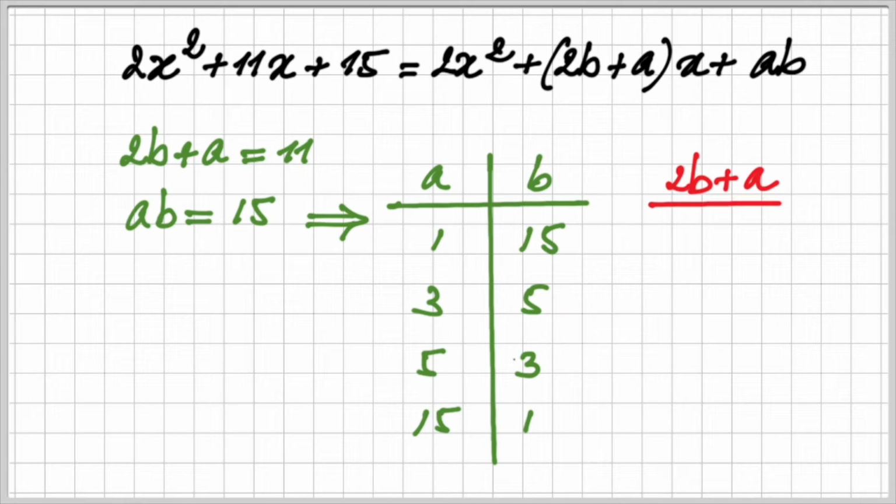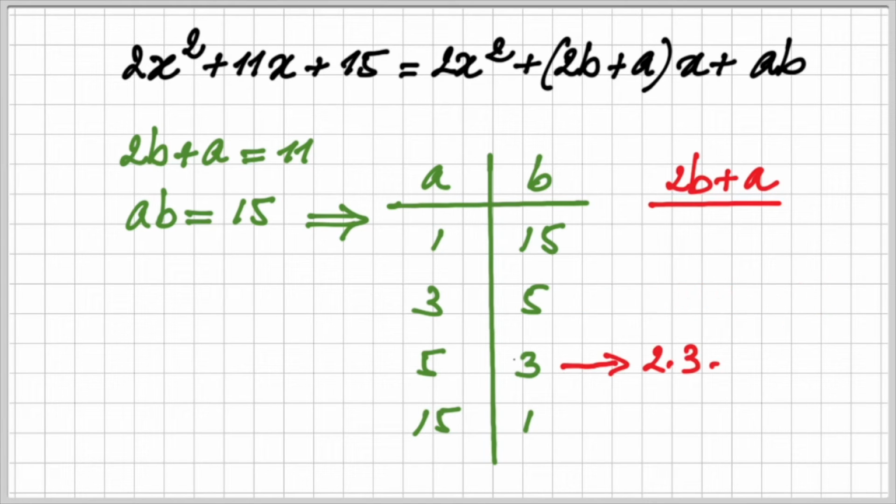Now we have to see what is the value of 2b plus a when we have those numbers a and b. So when we start with the first one, this is 2 times 15 plus 1, which is equal to 31. It's not equal to 11. So that's not a valid combination. We have 3 and 5. So we have 2 times 5 plus 3, which is 10 plus 3, which is 13. It's also not a valid solution.